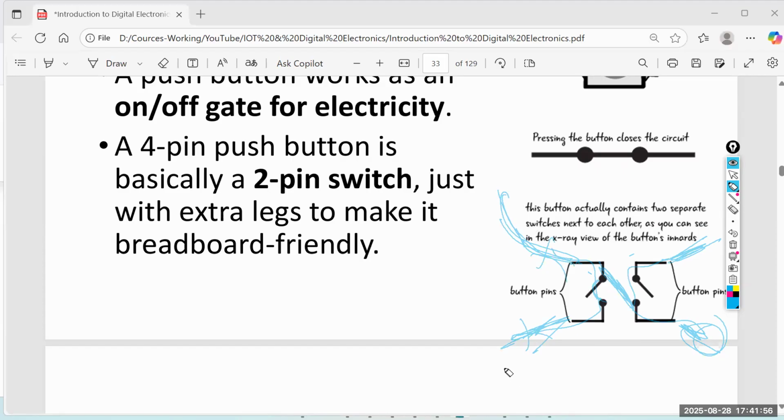Okay. Or even you can use this and this. Why? This is internally connected to here. When you push it, this is closed. Now electricity goes like this and goes like this.